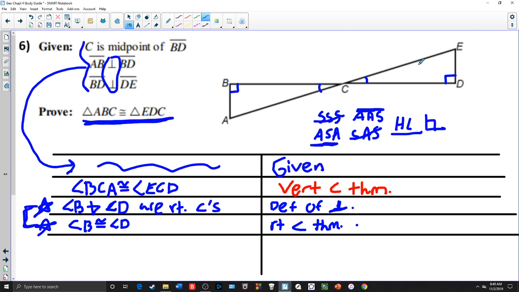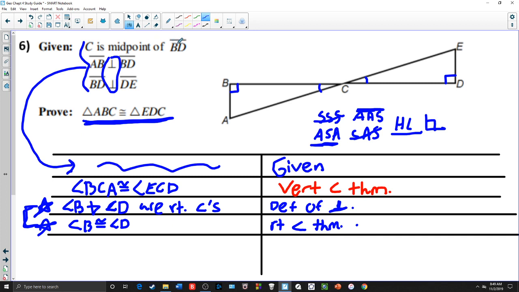If I can get these matching, then I'd be closer to getting hypotenuse leg. So this one's going to be a little bit more difficult in our situation, but still possible. But either way, I need a side. Well, luckily I have one more statement in the given that I haven't used, and that's this one right here.